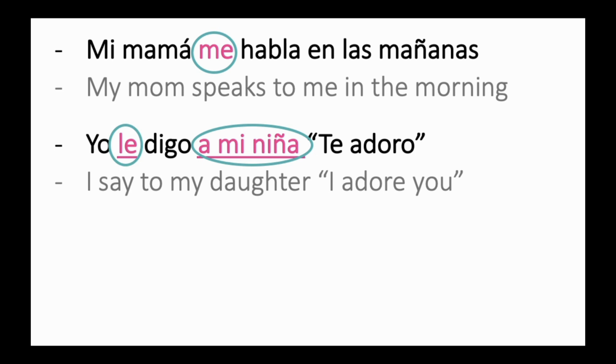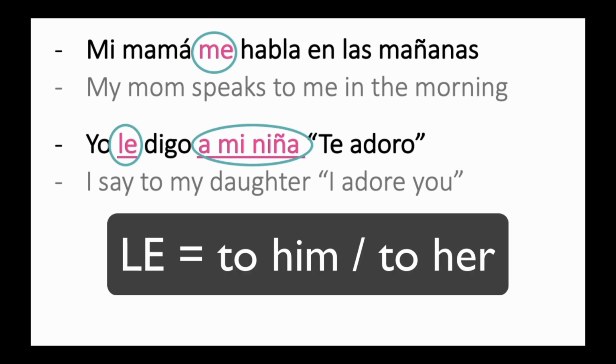You might be wondering, why do I have a mi niña? That already tells me that I say this to my daughter. Then why do I have le? And the reason is that you're saying, I say to her, I adore you. But le could be to my daughter or to my son or to my husband. So in this case, a mi niña is clarifying who that third person is.